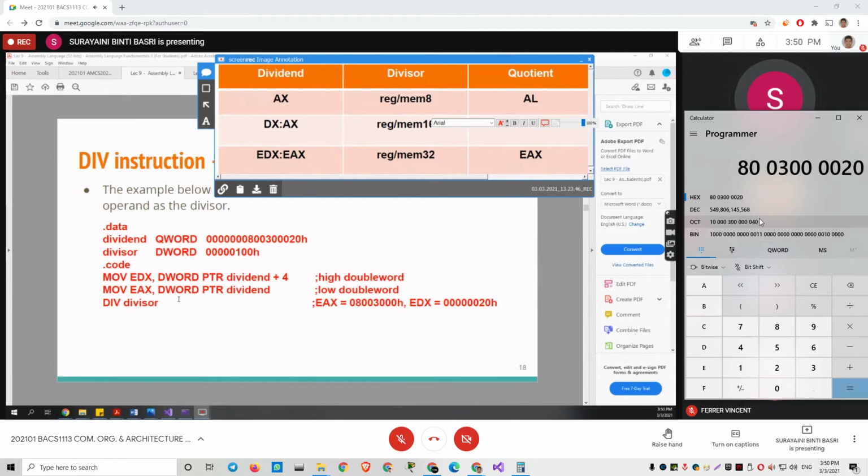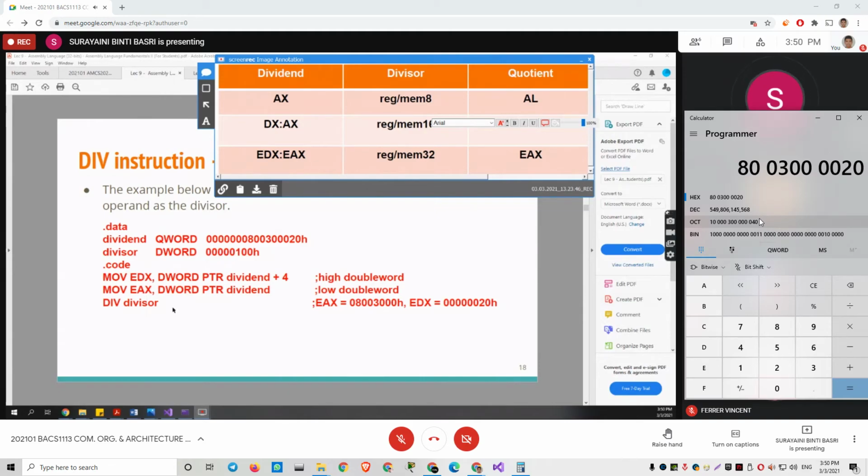For this one, it is the double word, meaning 32-bit. So the rightmost 32-bit will be stored in EAX, and then the leftmost 32-bit will be stored at EDX. So this is the syntax on how to get the leftmost 32-bit to be stored in EDX.